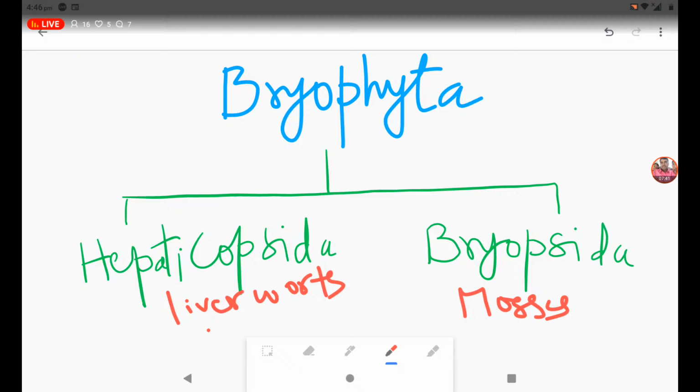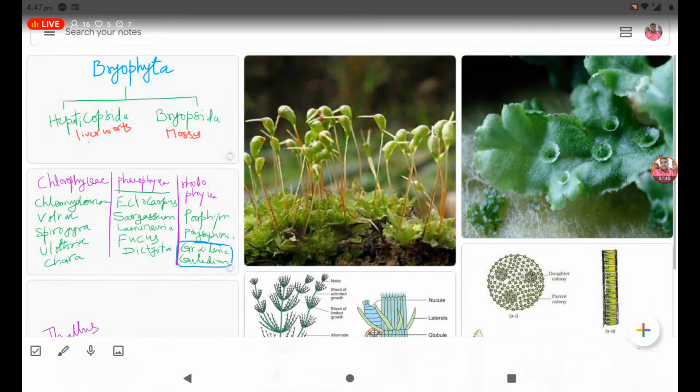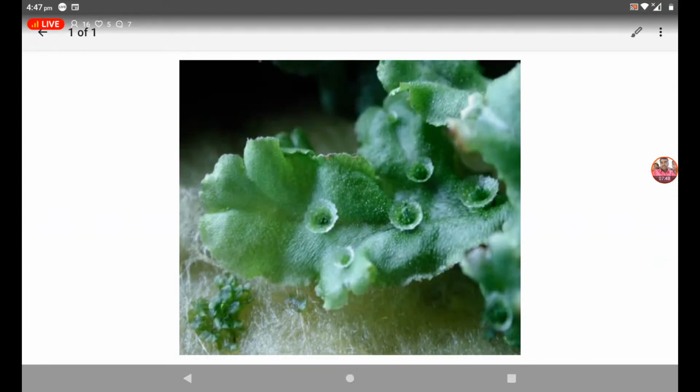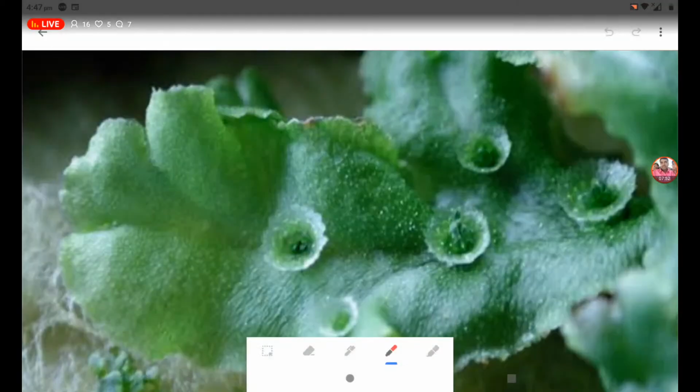Let's take each one. We will take the diagram directly. Now you are watching on the screen. Liverwort, Marchantia, which appears like a liver shape. We will also take the NCERT diagram. Marchantia: if you observe, the plant body is a thallus. So the Marchantia plant body is a thallus body, an undifferentiated plant body, called a thallus body.